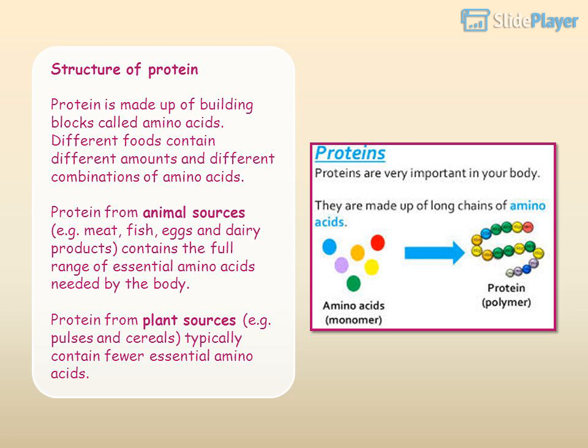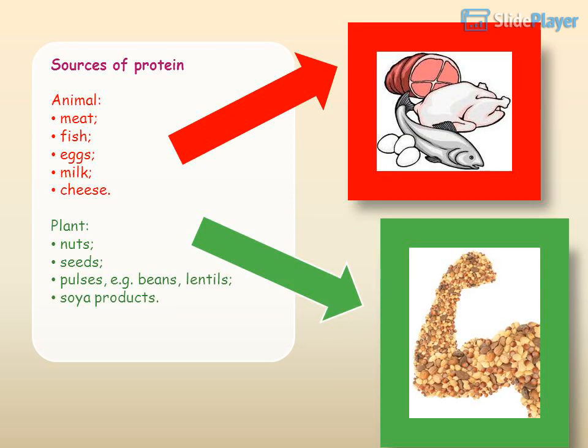Protein from animal sources, for example meat, fish, eggs and dairy products, contains the full range of essential amino acids needed by the body. Protein from plant sources, for example pulses and cereals, typically contain fewer essential amino acids. Sources of protein: animal, meat, fish, eggs, milk, cheese. Plant: nuts, seeds, pulses, for example beans, lentils.